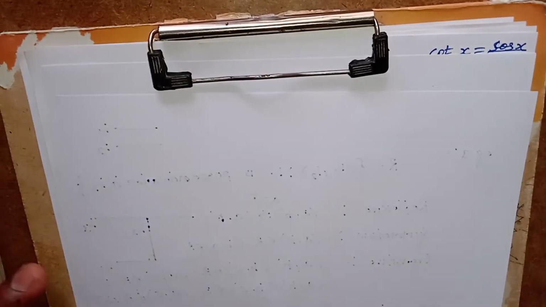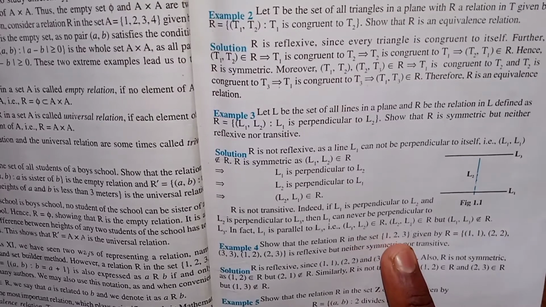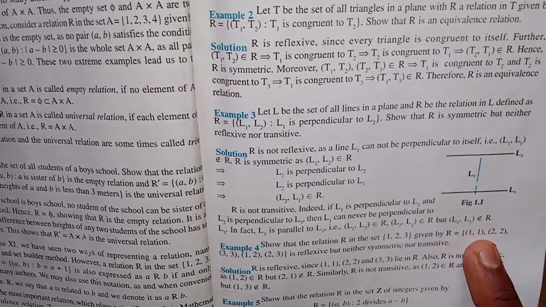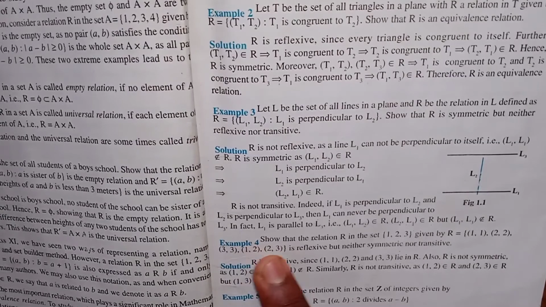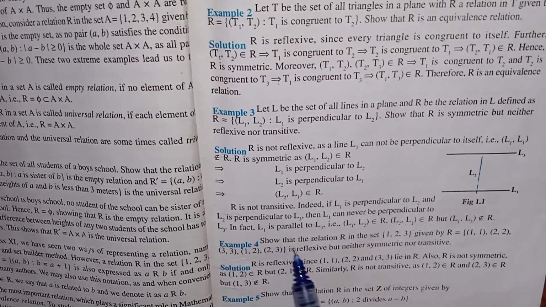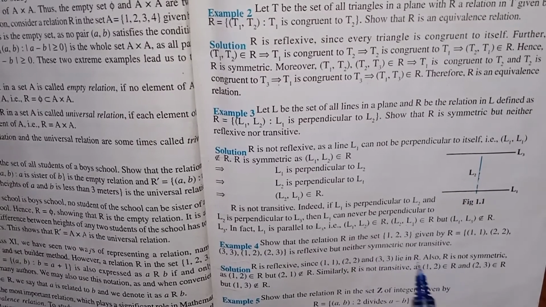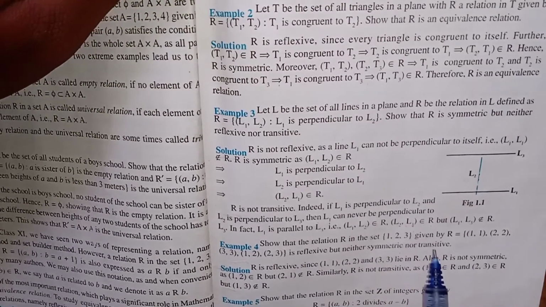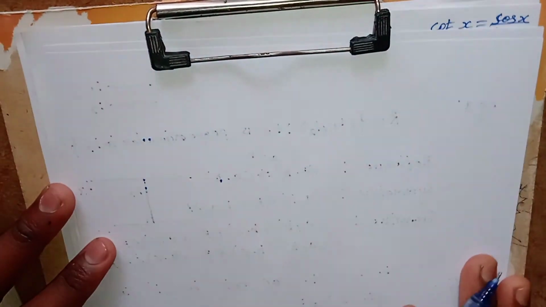Next, example 4. Show that the relation R in the set {1, 2, 3} given by R = {(1,1), (2,2), (3,3), (1,2), (2,3)} is reflexive but neither symmetric nor transitive. You have to show that. The answer is just given, and you have to check whether it is satisfying or not.